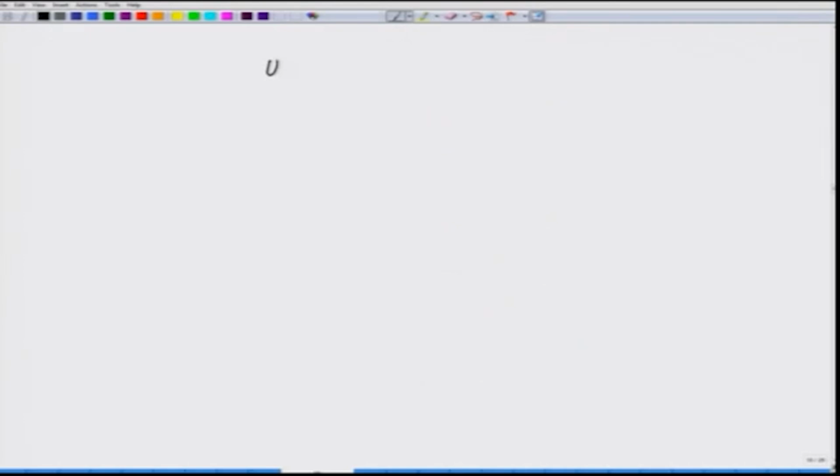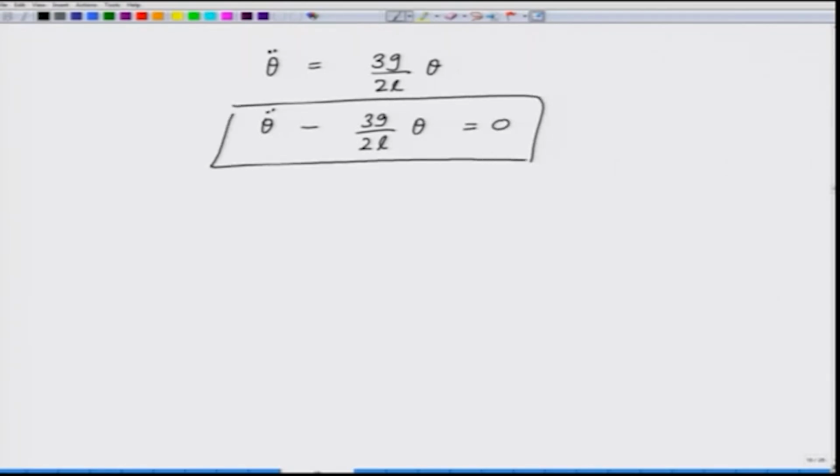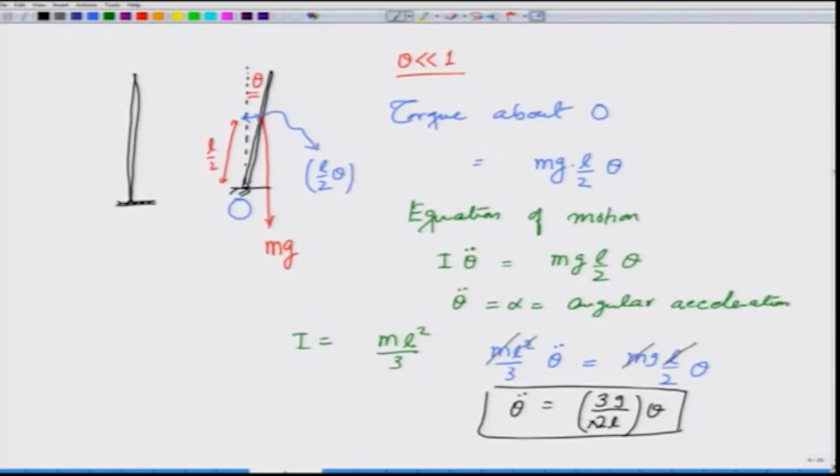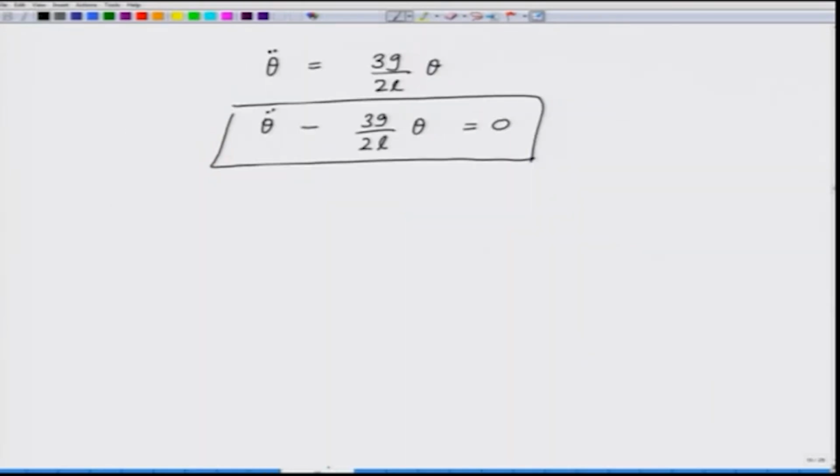So, the equation I have is theta double dot is equal to 3g over 2L theta, or theta double dot minus 3g over 2L theta is equal to 0. I just missed this factor of 2 here. So, this should actually be 3g over 4L theta. So, the correct equation that I have is not this, but theta double dot minus 3g over 4L theta is equal to 0.